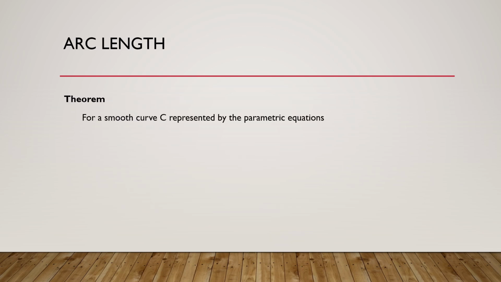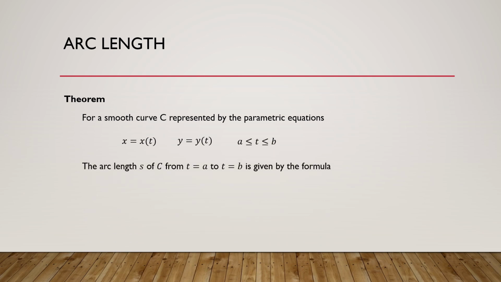For a smooth curve C represented by the parametric equations x equals x of t and y equals y of t, for a less than or equal to t less than or equal to b, the arc length S of C from t equals a to t equals b is given by the formula: S equals the integral from a to b of the square root of (dx/dt) squared plus (dy/dt) squared dt.